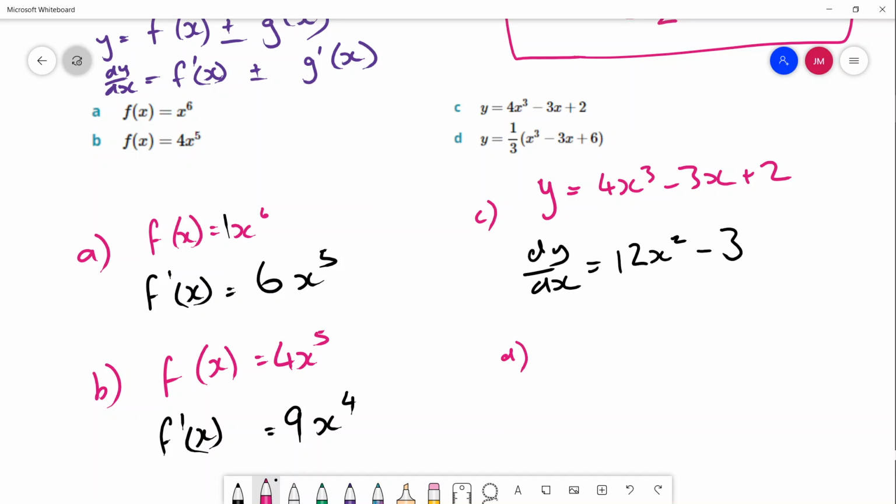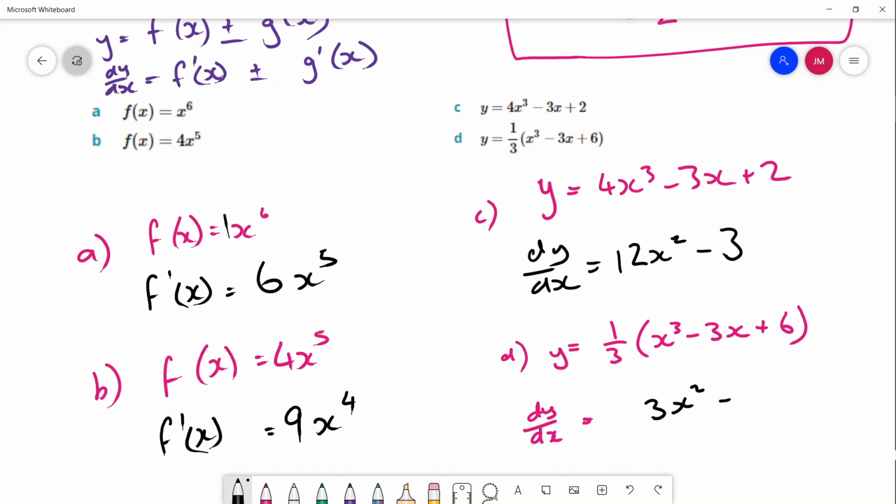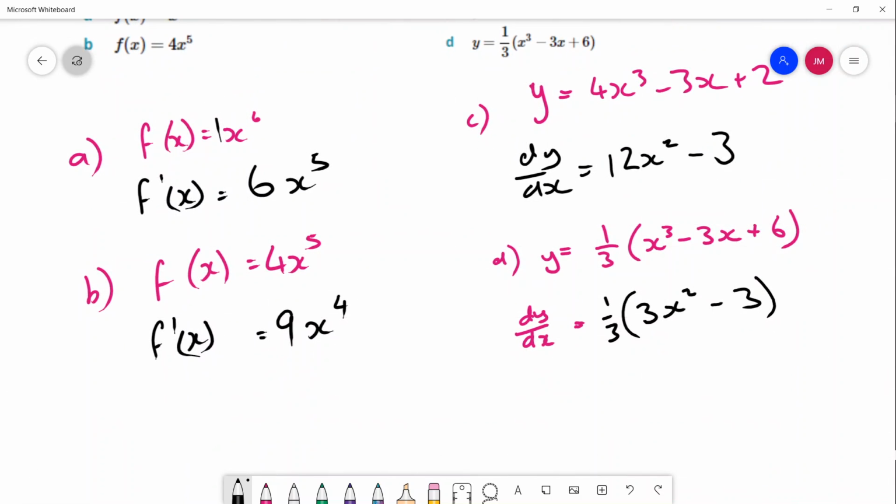Part D looks a little bit more complex. We've got a term outside. Now we could multiply all that through, expand that bracket out first and differentiate, but we can treat that as a constant term because at the end we're going to have 1/3 times it anyway. So dy dx, we can just differentiate inside first. So we'd have 3x squared minus 3, and then multiply all that by 1/3 anyway. So we'd end up with x squared minus 1.